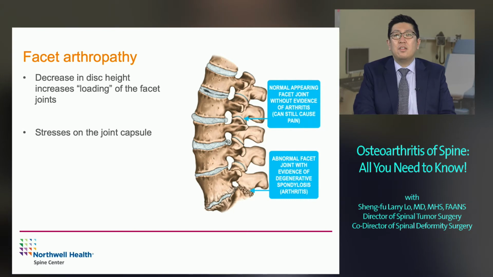And you can see on this diagram, on this bottom panel, that instead of having a nice, well-lubricated facet joint, a lot of cracks and bone spurs develop there. And we generically call that facet arthropathy.